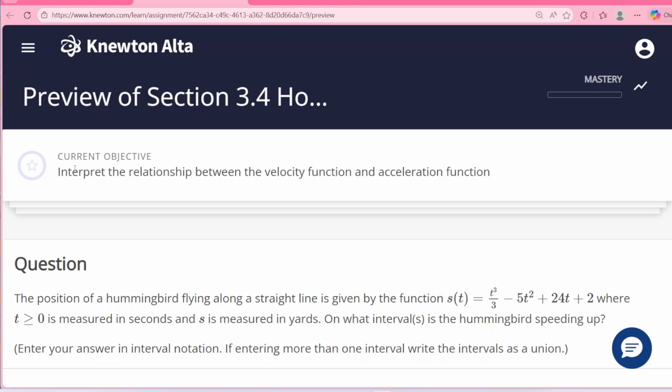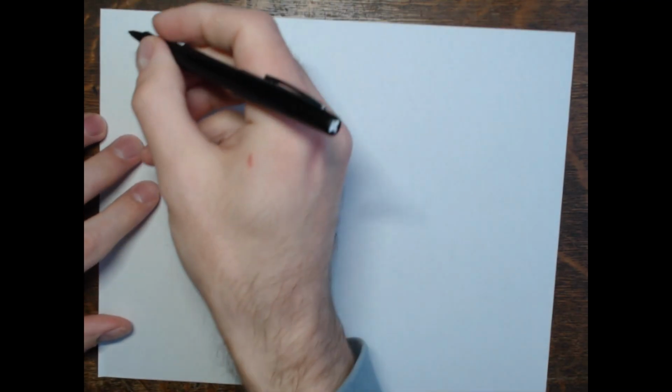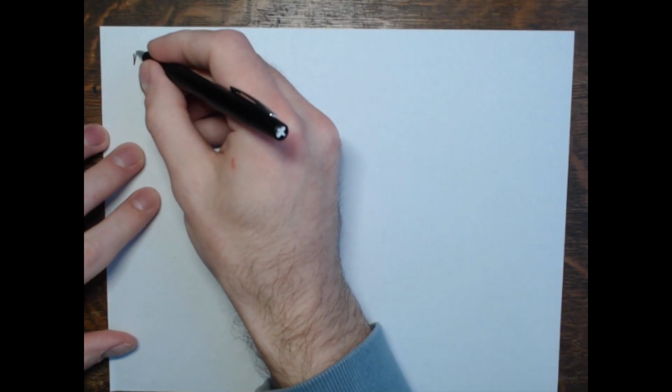So the current objective is interpret the relationship between the velocity function and the acceleration function. So this whole section of objectives is about motion on a line. We'll talk about that a little bit here first.